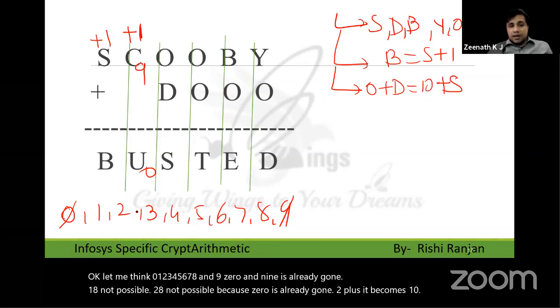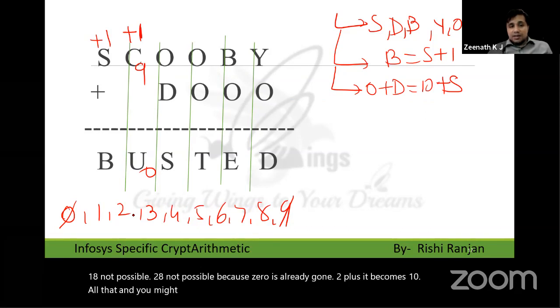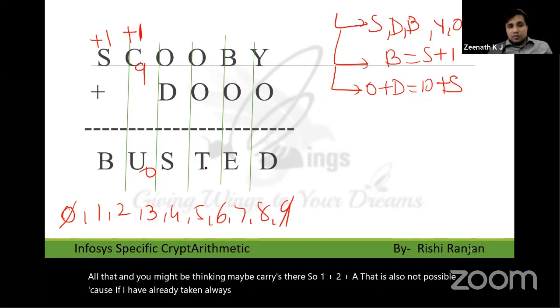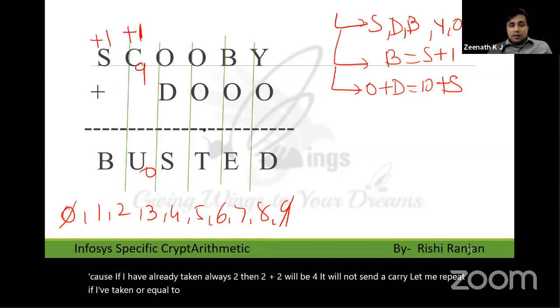All right. And you might be thinking maybe a carry is there. So 1 plus 2 plus 8, that is also not possible, because if I have already taken O is 2, then 2 plus 2 will be 4. It will not send a carry. Let me repeat. If I have taken O equal to 2, 2 plus 2 will be 4. It will not send a carry. All right. So it cannot be 2 plus 8.